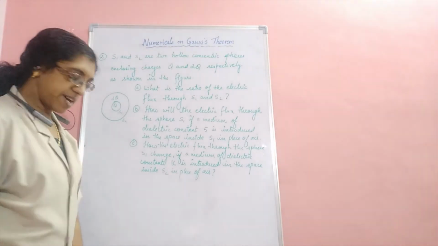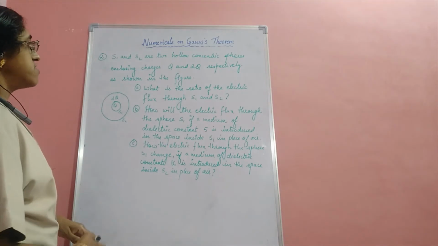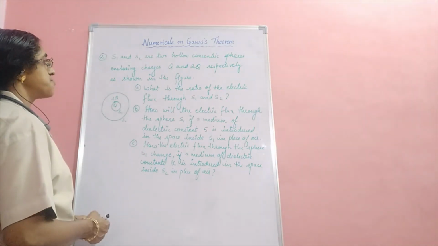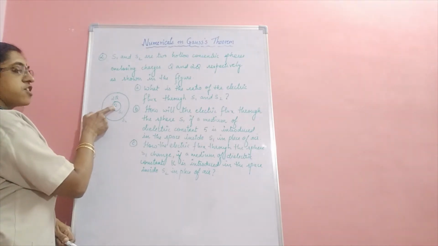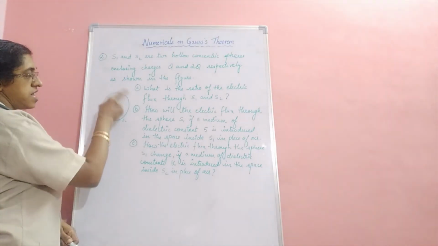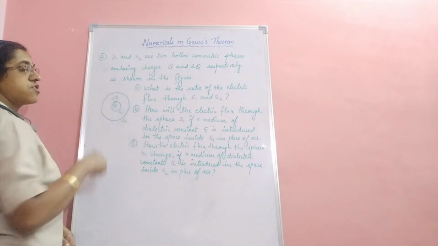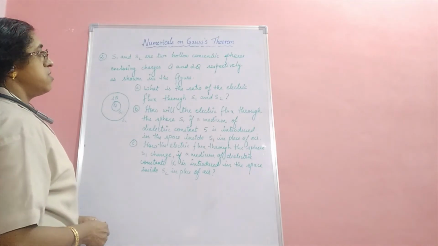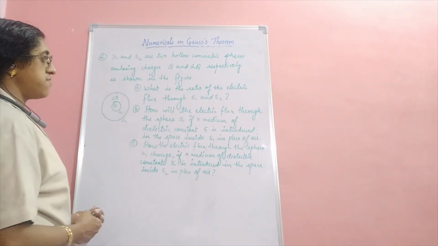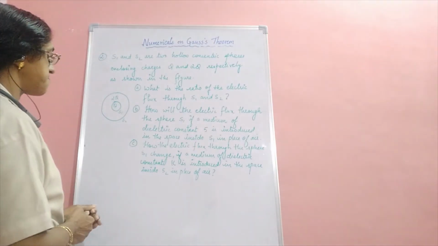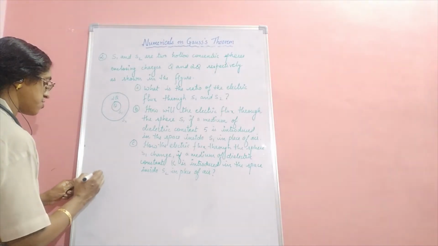Moving on to the next numerical. S1 and S2 are two hollow concentric spheres enclosing charges Q and 2Q respectively as shown in the figure. That means inside S1 you have got charge Q, and in the space between S1 and S2 you have got 2Q charge. What is the ratio of the electric flux through S1 and S2? Very first, moving on to the first part, the ratio of the electric flux through S1 and S2.